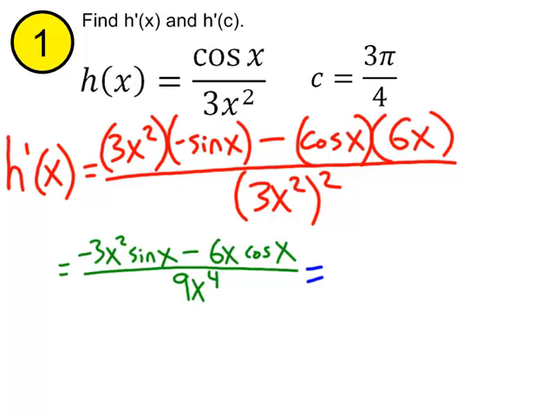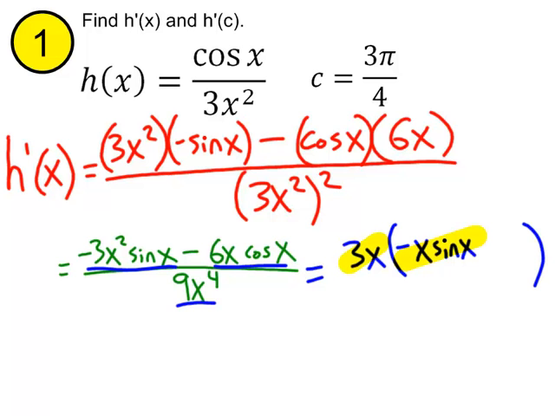Now I'm going to factor out the greatest common factor of these 3 terms, and that would be a 3x, wouldn't it? So let's bring a 3x out from the top, and that's going to mean that inside the parentheses I need a negative x sine of x. And again, hopefully you're clear that 3x times negative x sine x would give me this first term. And what's going to give me this second term? Well, that's going to be minus 2 cosine x.